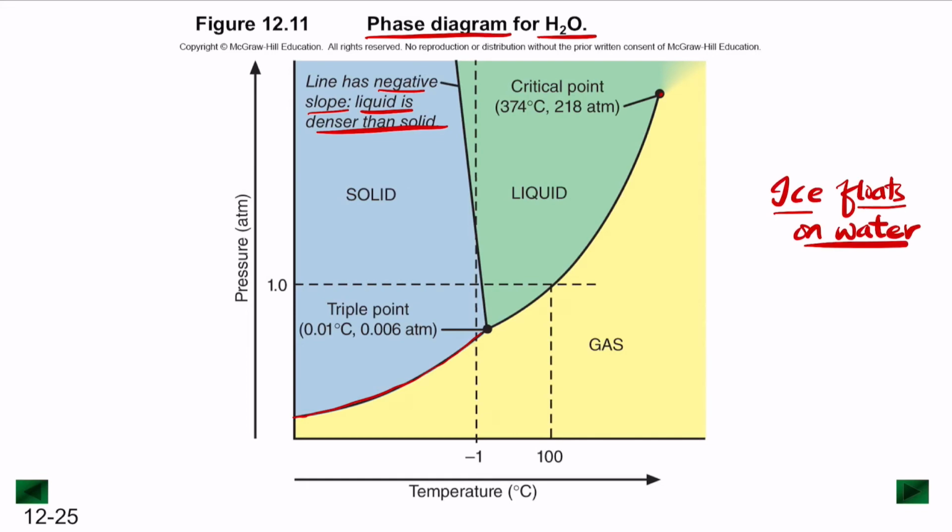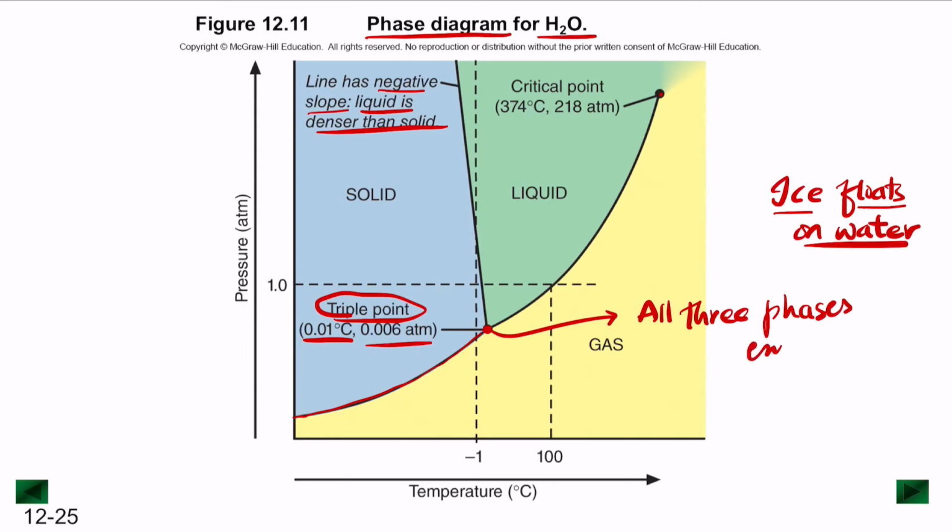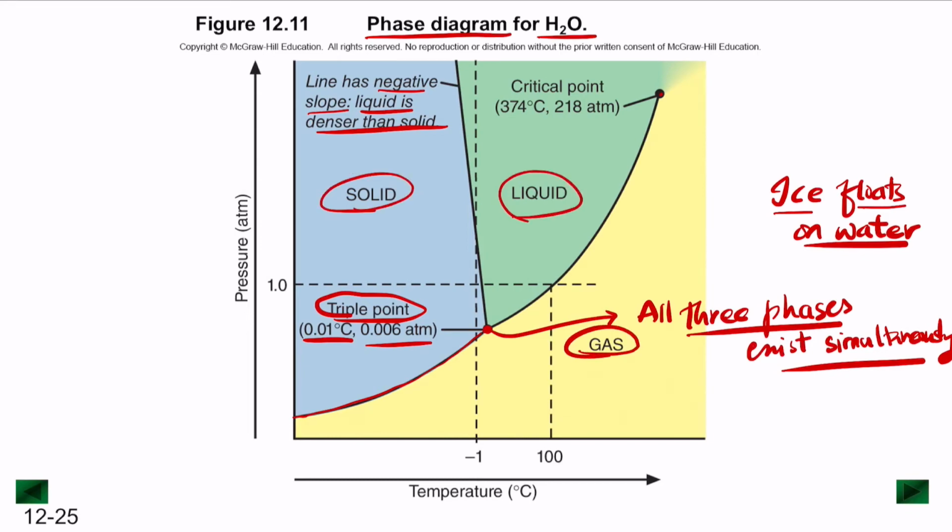Another important point to remember is the triple point. The triple point is the point in the phase diagram, at the condition of 0.0 degrees centigrade and 0.006 atmosphere, at which all three phases coexist at the same time. So you have a solid, a liquid and a gas at the same point in time.